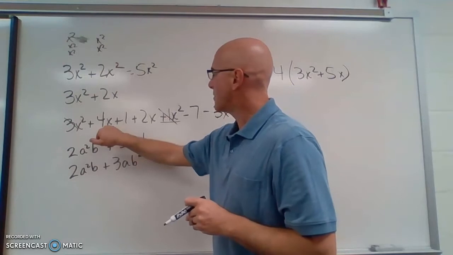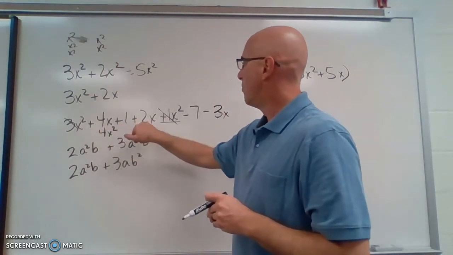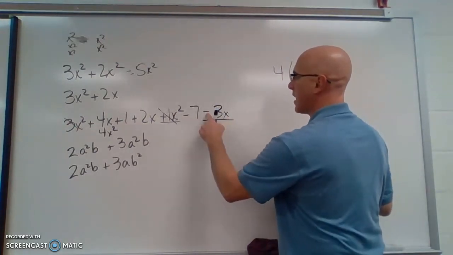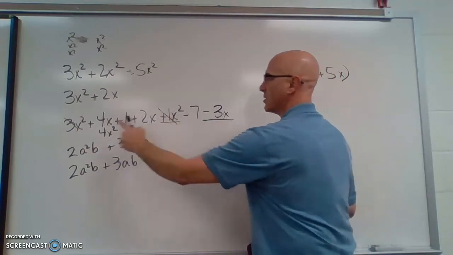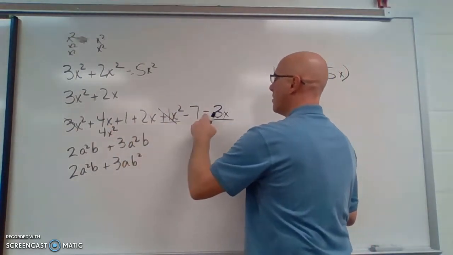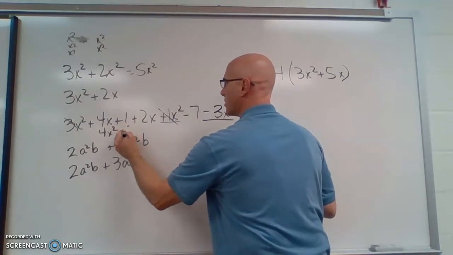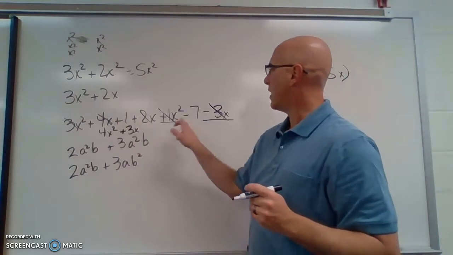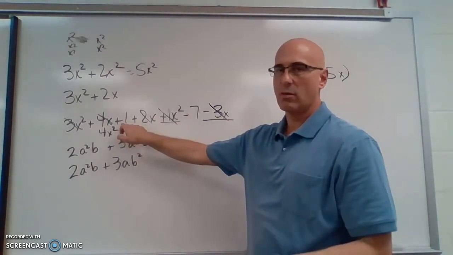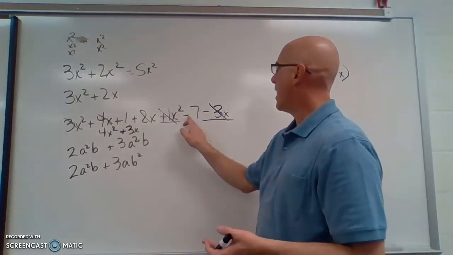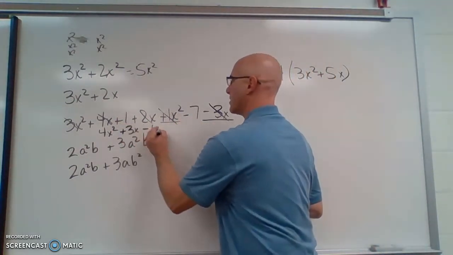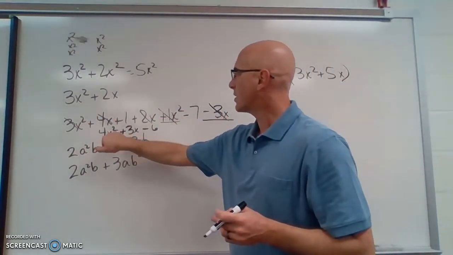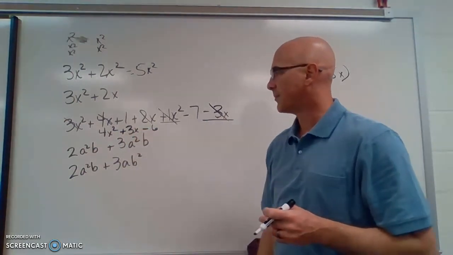Now we have the x values. We have 4x plus 2x minus 3x. We always have to take the operation that's right in front of that coefficient. So 4 plus 2 is 6, minus 3 is 3. So we have plus 3x. And now what's left are just constants, something without a variable. We have a plus 1 and a minus 7. 1 minus 7 is negative 6. So our simplified polynomial is 4x squared plus 3x minus 6.